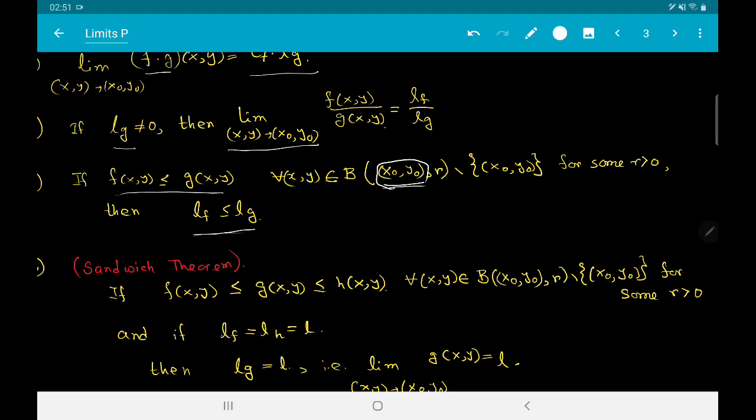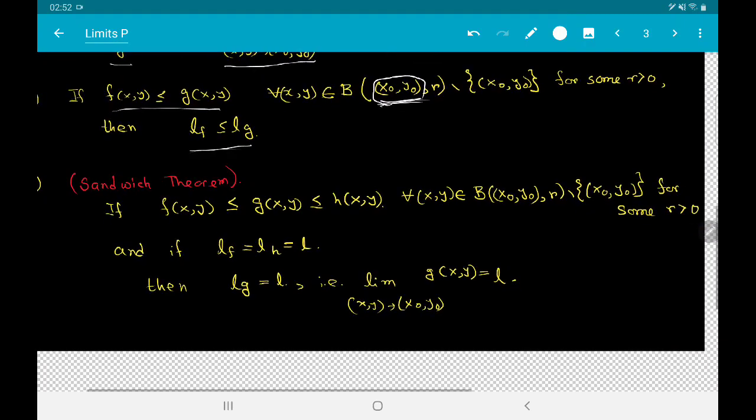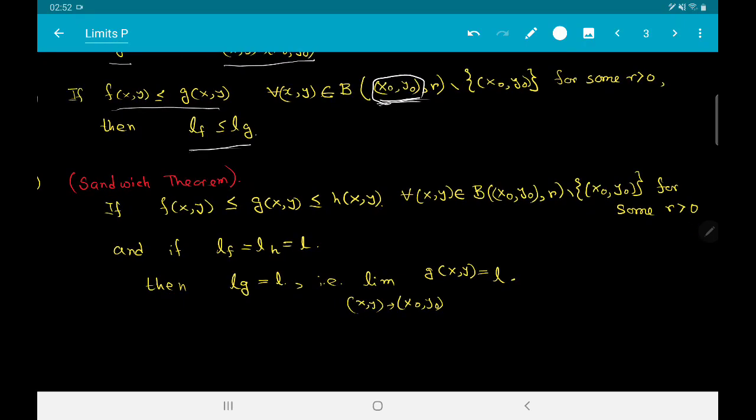So if it so happens that f(x,y) is less than or equal to g(x,y) at all points which are near to the point that we are considering, then the limit of f as (x,y) goes to (x0,y0) is less than or equal to the limit of g as (x,y) goes to (x0,y0). Now there is a sandwich theorem, something you have seen before for functions in one variable.